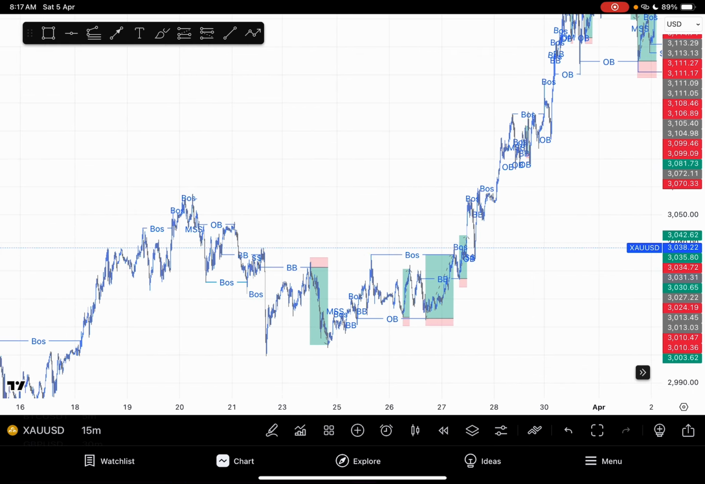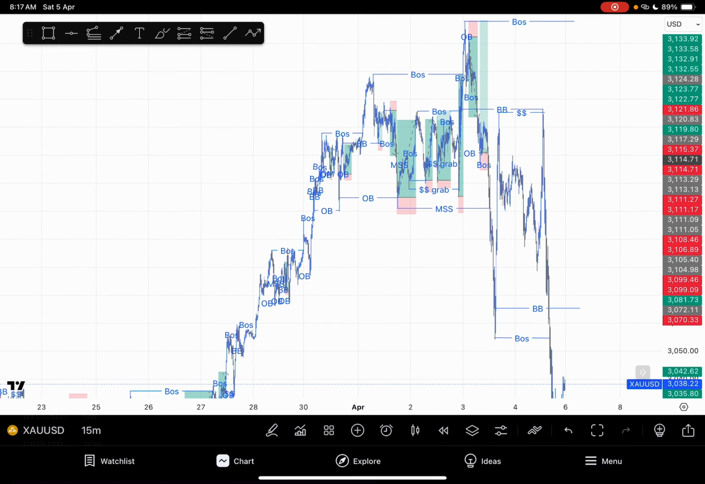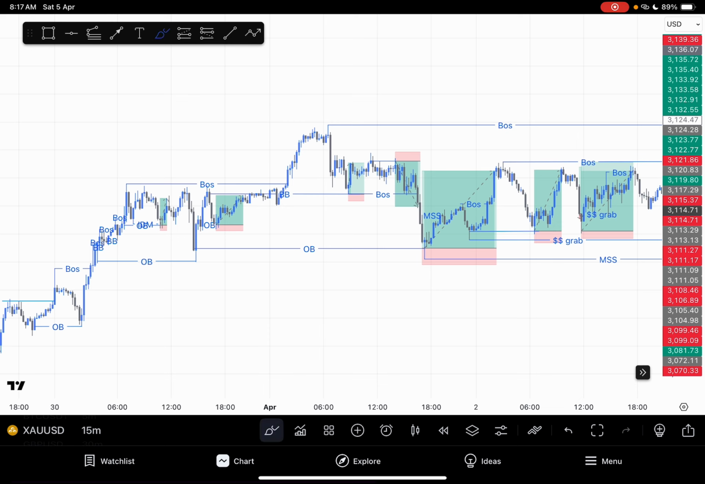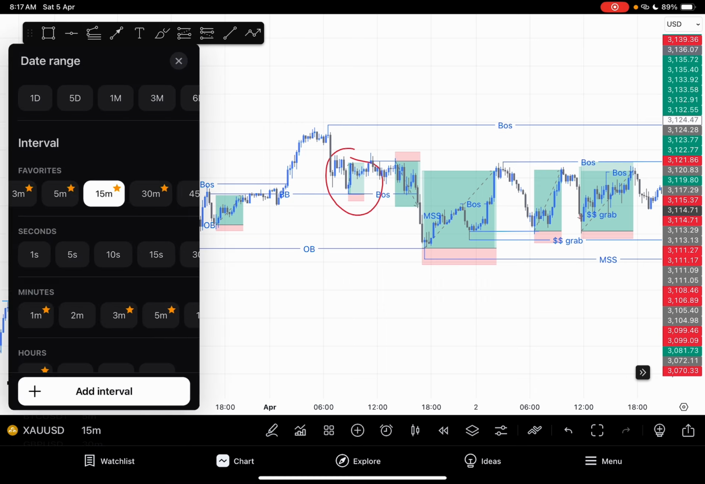So I think I started taking trades from here. Started taking trades from here last week. So started taking trades from there this week. So let's go down to the 5 minute time frame.